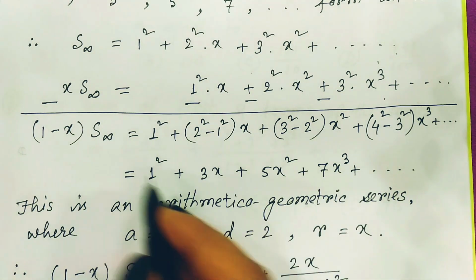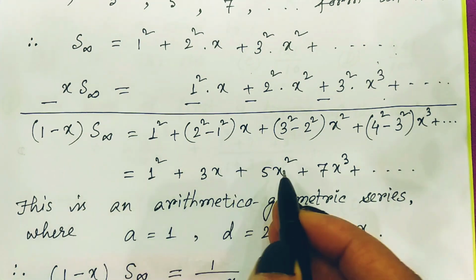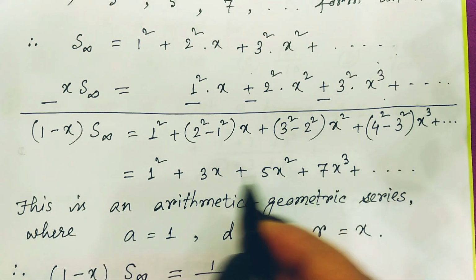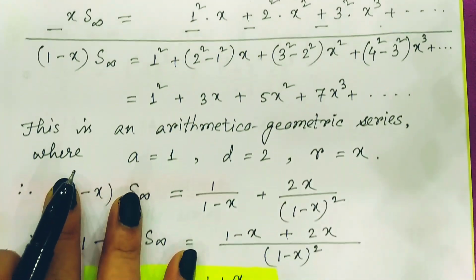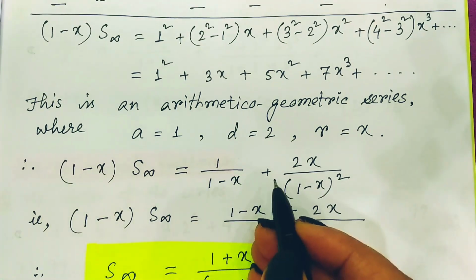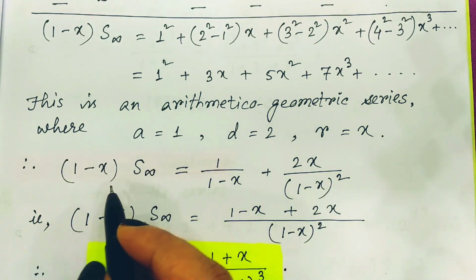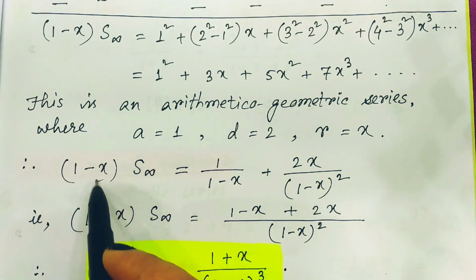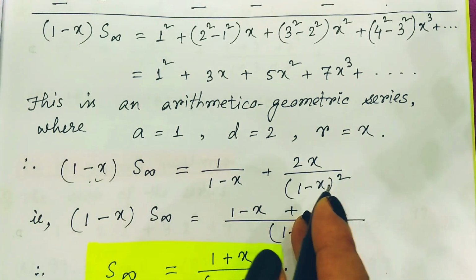Now this is the arithmetico-geometric series because 1, 3, 5, 7 are in AP and x square, x cube are in GP. So in this arithmetico-geometric series we find a is equal to 1, d is equal to 2 and r is equal to x. So we just substitute here, keeping 1 minus x on this side only. We are not going to divide by this here.